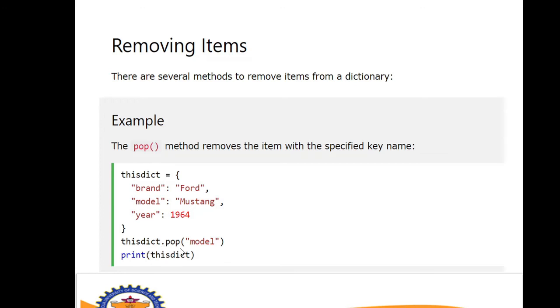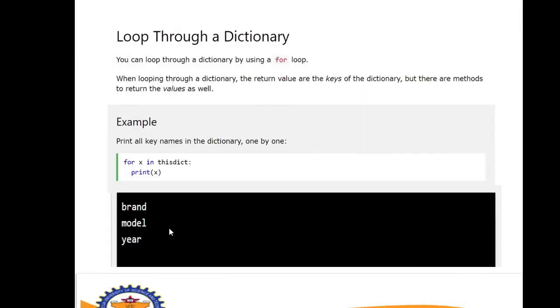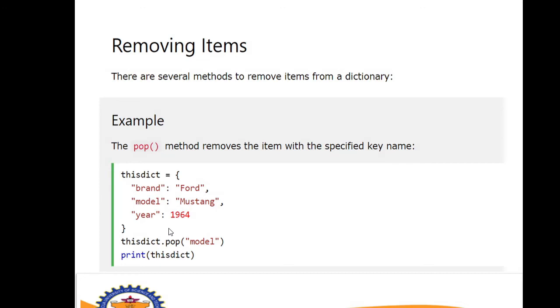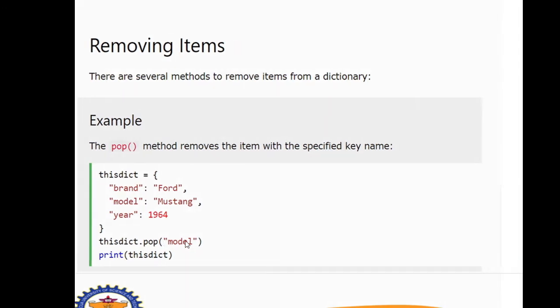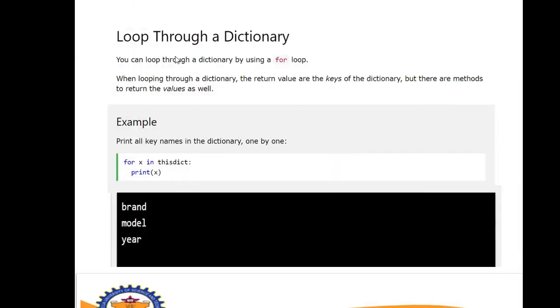That operator, insert the pop method keyword, and then inside the parenthesis is the key name that we want to pop or remove. So if we print this dict, it should return or remove the model. Okay? So, loop through a dictionary naman.